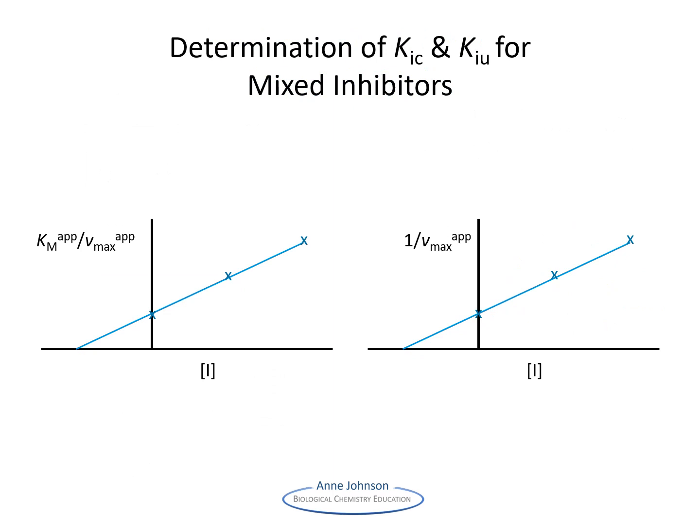Since we have two inhibition constants, this time we will make two secondary plots using the same values we used for each of KIC and KIU in the other inhibition types.